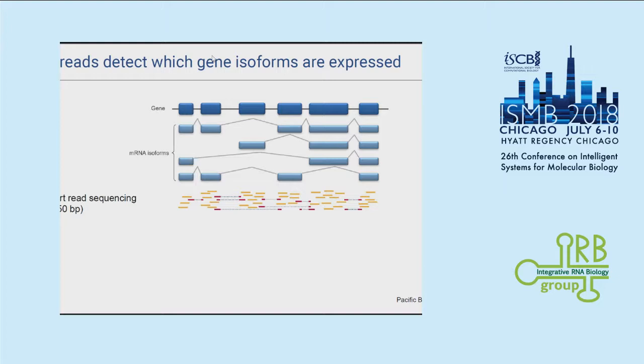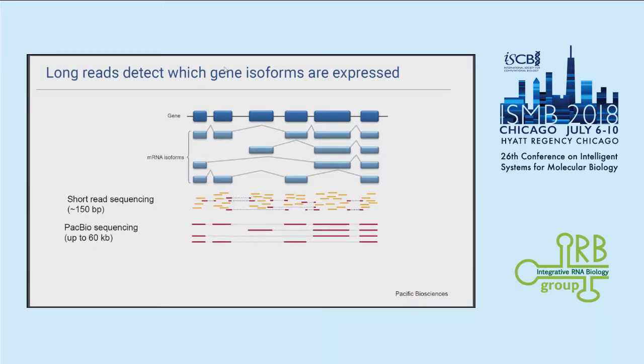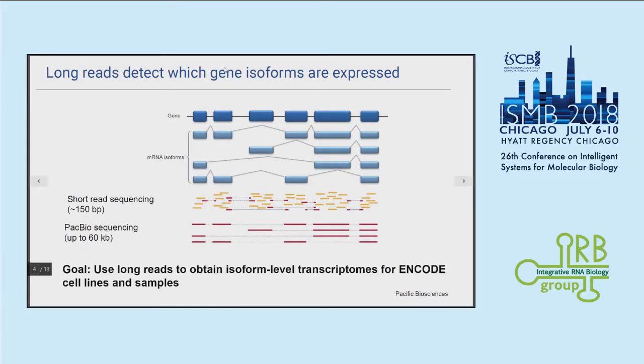So first of all, short reads have been extensively used to quantify gene expression in a variety of systems, but there's been an increasing recognition that that doesn't give you the full picture. Specifically, we're interested in what's going on at the isoform level. Short reads are challenging to work with for this purpose due to their short length, but long reads, such as PacBio, can be up to 60 kb in length, which allows them to cover entire human transcripts. With that in mind, the goal of our project is to use long reads to obtain isoform level transcriptomes for different ENCODE cell lines and samples.